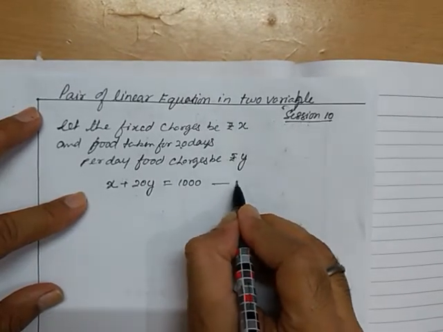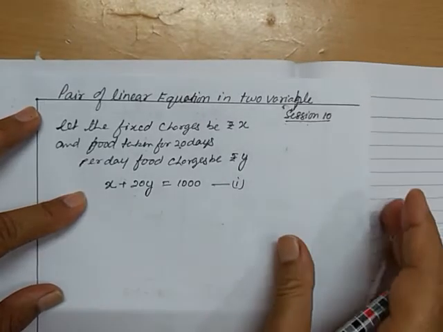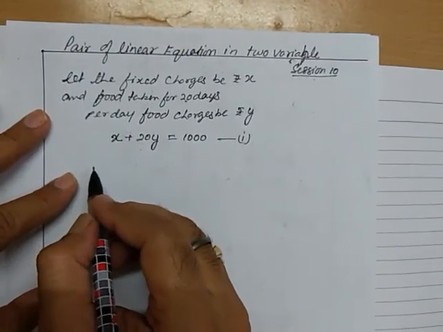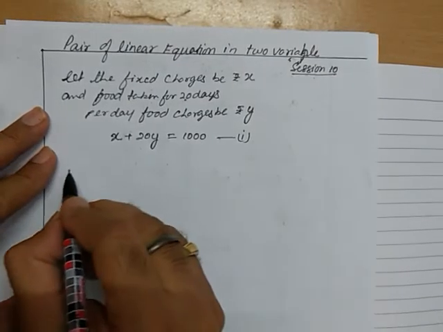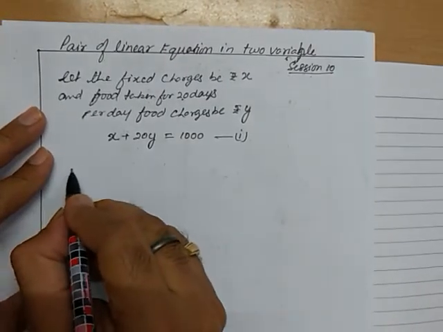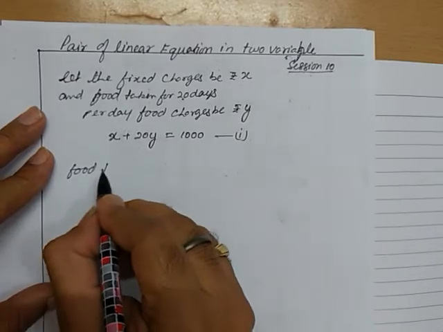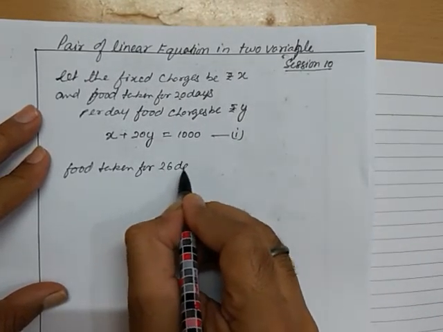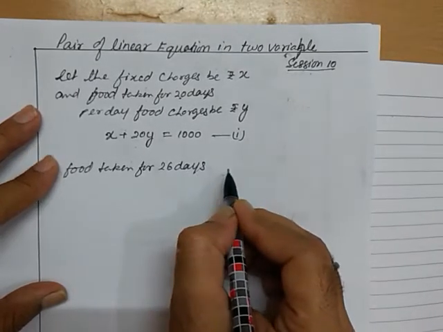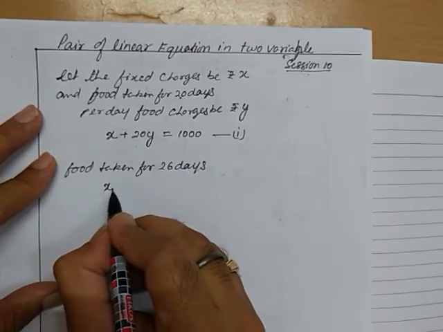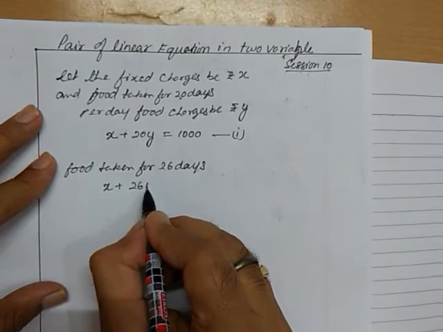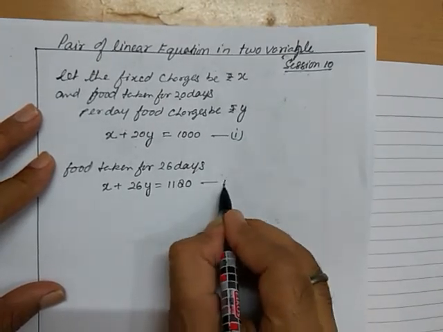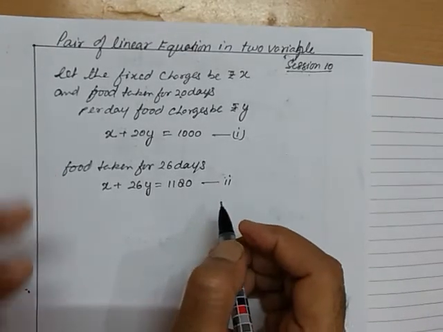So this will be your first equation, and the second equation will be formed. Student B again pays the fixed charges, and the food taken for 26 days. So the bill will be X plus 26Y is equal to 1180. So this will be the second equation, and you need to find the solution.